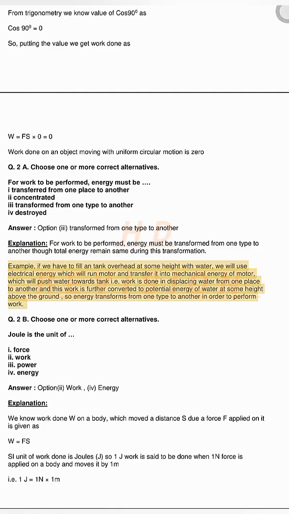For example, if we have to fill an overhead tank at some height with water, we will use electrical energy, which will run a motor and transfer it into mechanical energy of the motor, which will push water towards the tank, i.e. work is done in displacing water from one place to another, and this work is further converted to potential energy of water at some height above the ground. So energy transforms from one type to another in order to perform work.